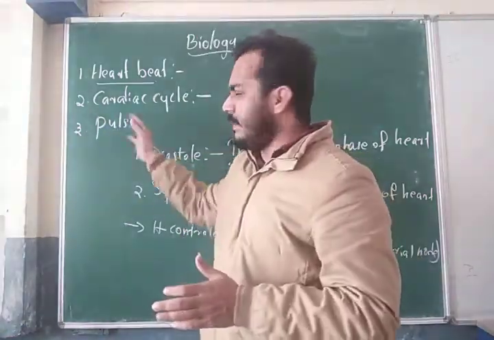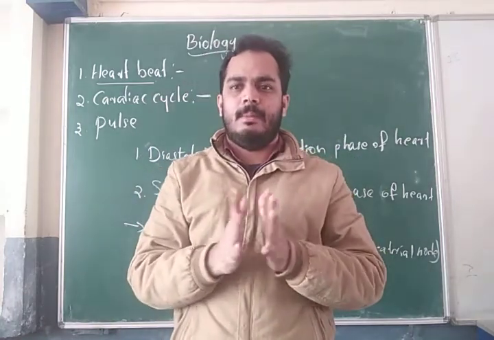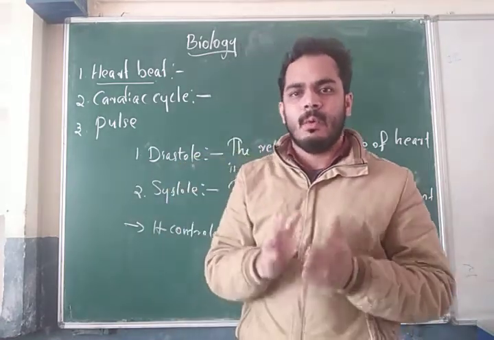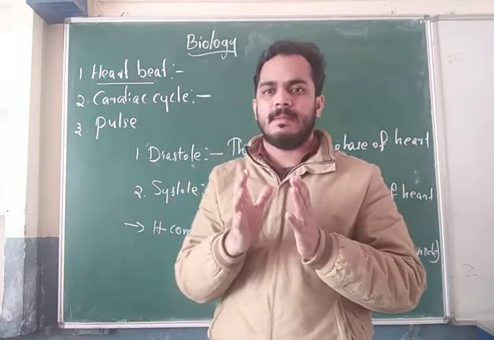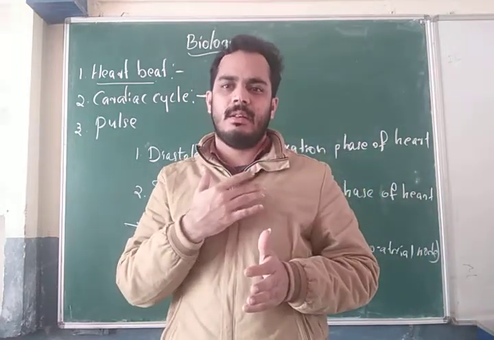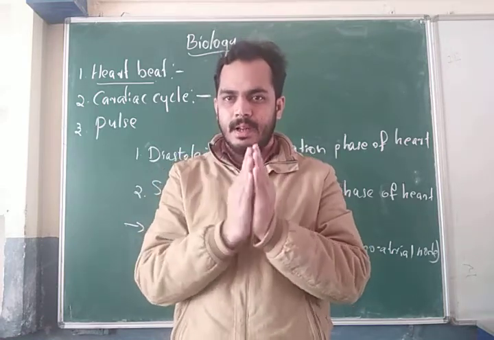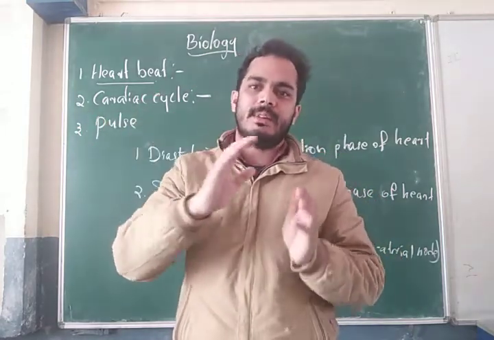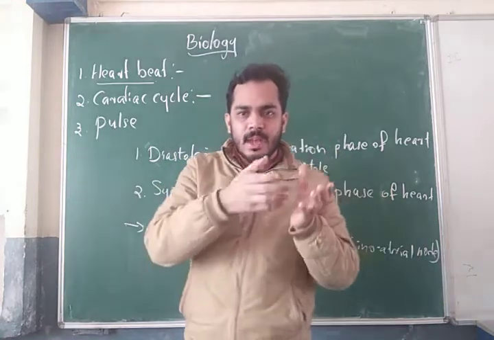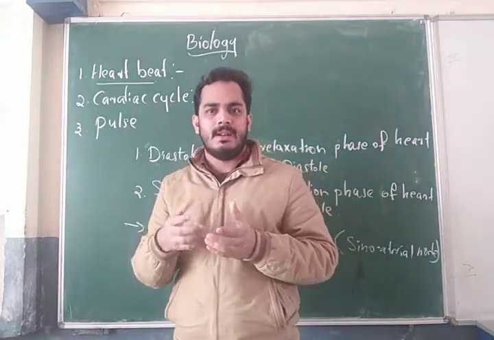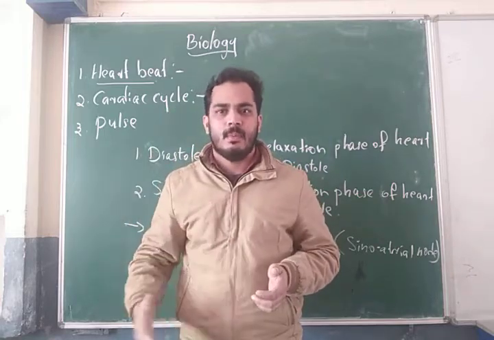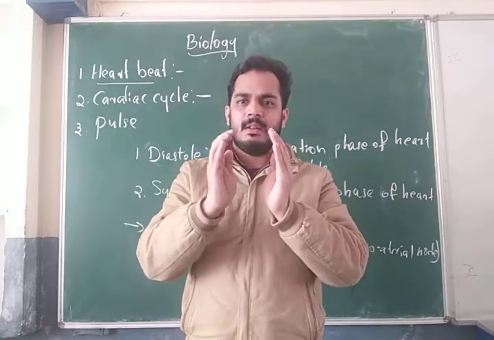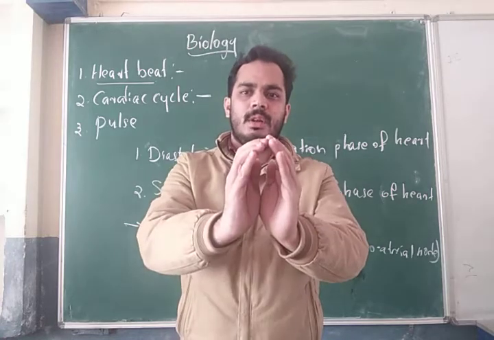Next, pulse. It is a familiar word. How to identify the pulse and what is meant by pulse? The pulse is the pressure given by the heart. While the heart is contracting, what happens? The blood is forced to go outside, through the arteries. These arteries carry the oxygenated blood to all body parts, muscles and tissues. So while the heart contracts, it forces the blood out with the help of the arteries.